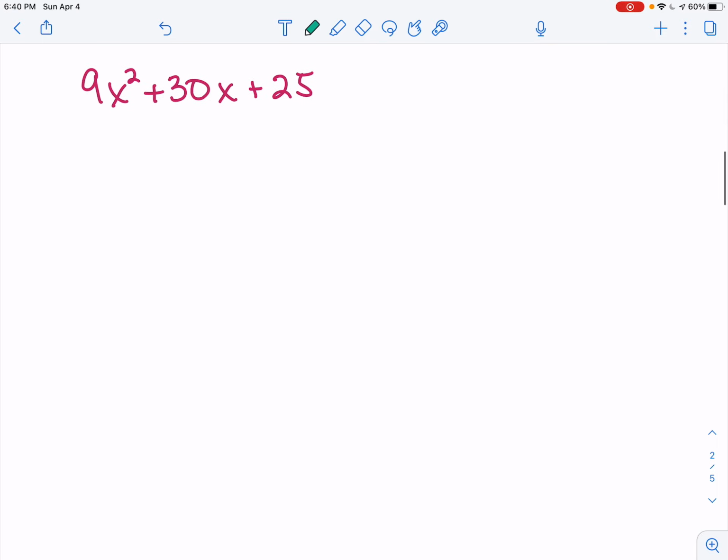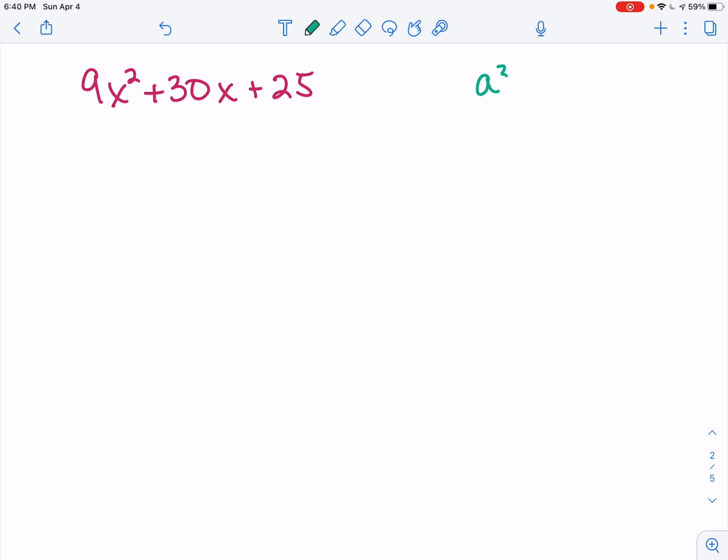So here's my second problem. Anytime my leading coefficient is not 1, in this case it's 9, I always ask myself, whoa, is there anything that I can divide out of all three pieces here? Can I factor any number out? I don't see anything that I can factor out. A 3 will factor out of 9 and 30, but it won't factor out of 25. So I don't need to worry about it for this particular problem, but I always like to check.